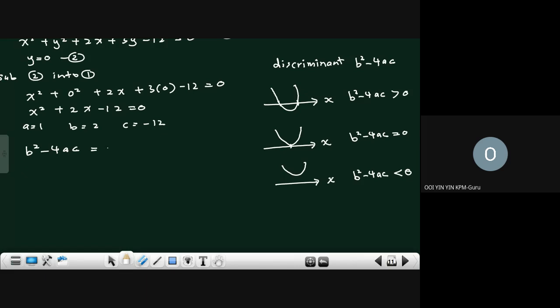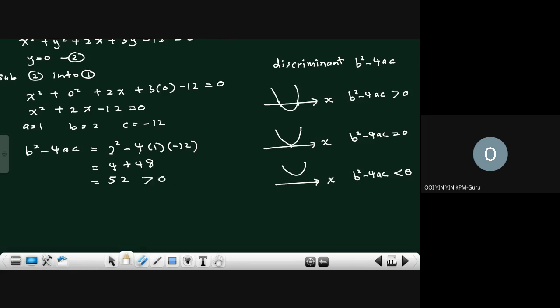Okay, now substitute in your b. Your b squared is 2 squared minus 4, your a is 1, and your c is negative 2. Okay, and then you get 4. Here you will get negative, negative, positive 4 times 12, 48. Yeah, which overall gives you 52. Okay, 52, and it's positive. Positive 52, that means this number is greater than 0.